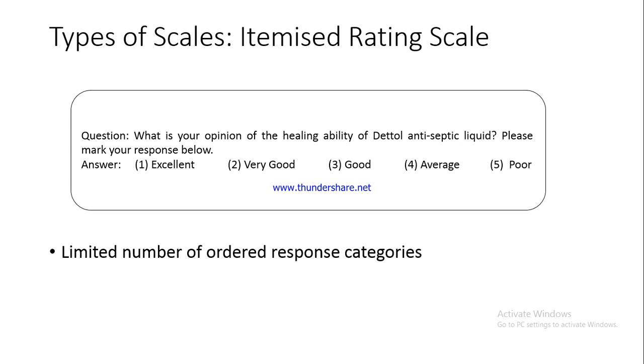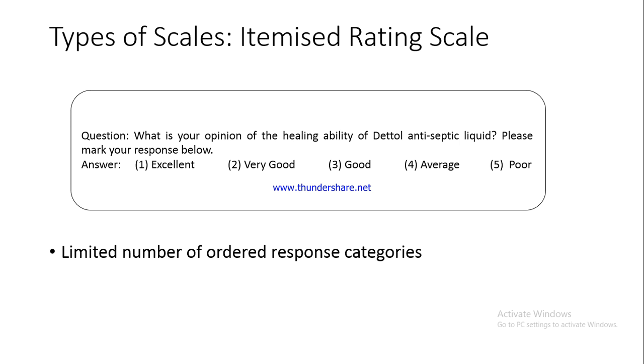The characteristics of this scale include limited number of ordered response categories. Now you can see here that there are only 5 response categories. That is what we mean by saying limited number of response categories. And what do we mean by ordered response categories? They follow a particular sequence from the highest to the lowest, from the lowest to the highest, maybe from the most favorable to the least favorable. So the response categories, they follow a particular pattern. They are placed in an order.